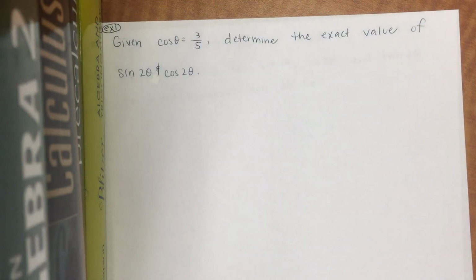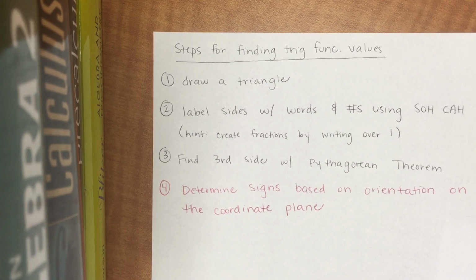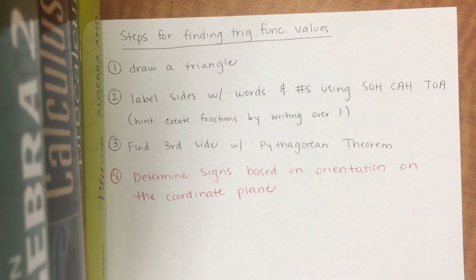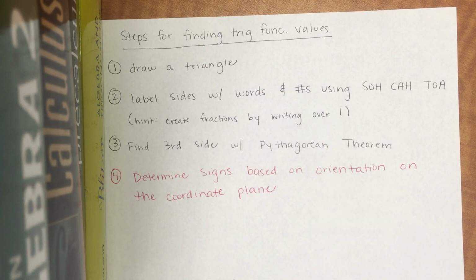Okay, so what we're going to do today is I'm going to give you problems like this. I'll give you a cosine fraction and then ask you to find the cosine fraction if I double the angle, or the sine fraction if I double the angle. We're going to follow the same steps we did before when I gave you a cosine fraction and said find the sine fraction, find the tangent fraction, and so on. So we're going to draw a triangle, label our sides. You may need to create a fraction by writing your original number over 1 to label your sides.